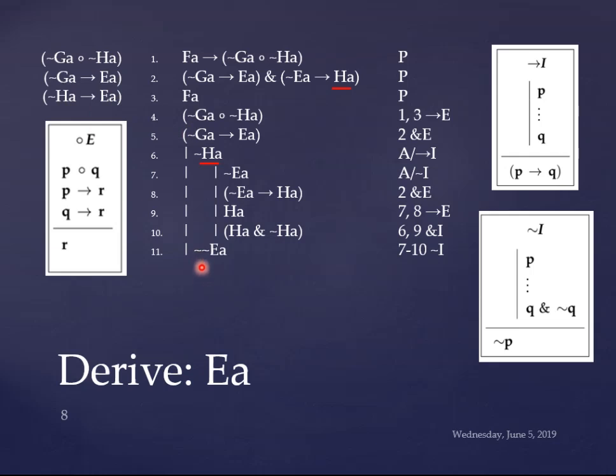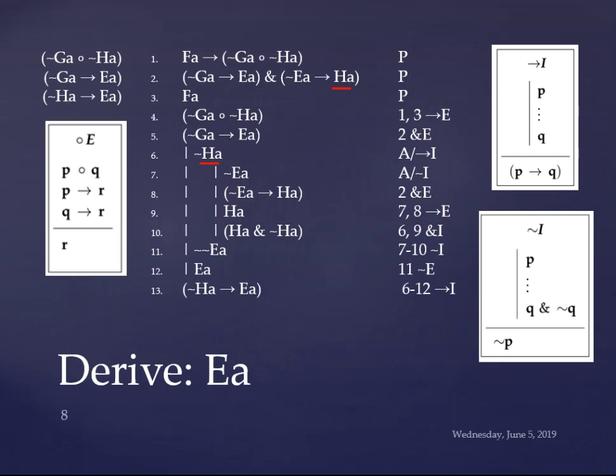Now I do have a double negation here, so I need to get rid of those, right? So let's get rid of those using negation elimination. Okay, now I got what I wanted. Now I got EA, okay? Now my proof isn't done, okay? I actually have to discharge the subderivation before I'm done. And I'm going to write on line 13, not HA arrow EA.